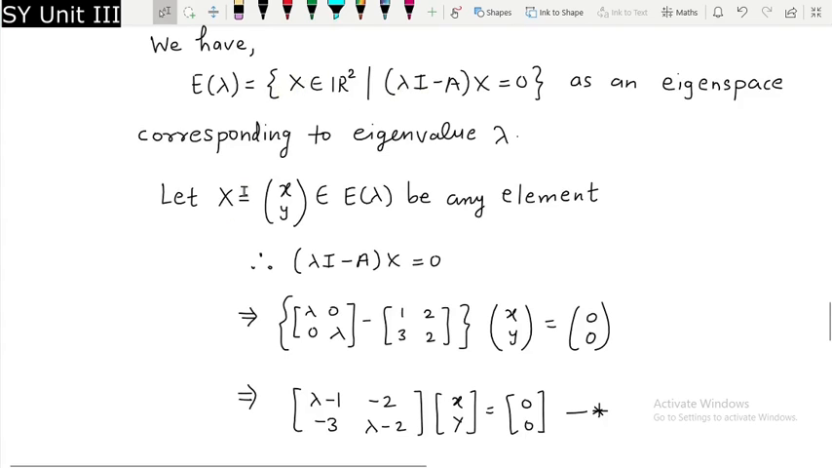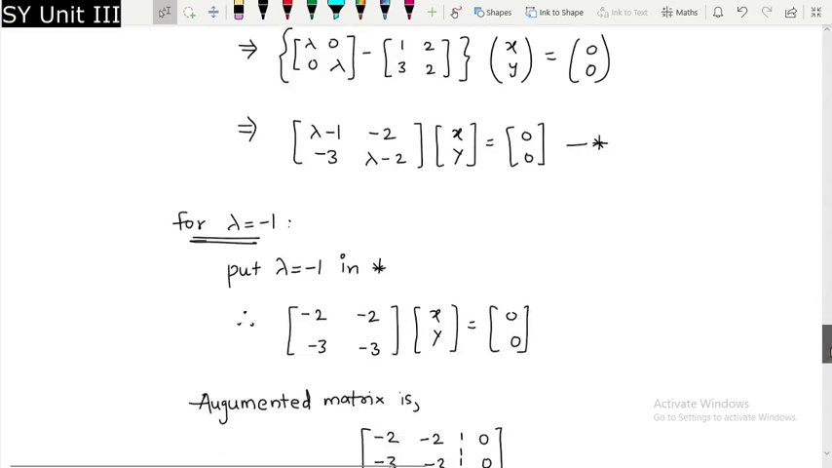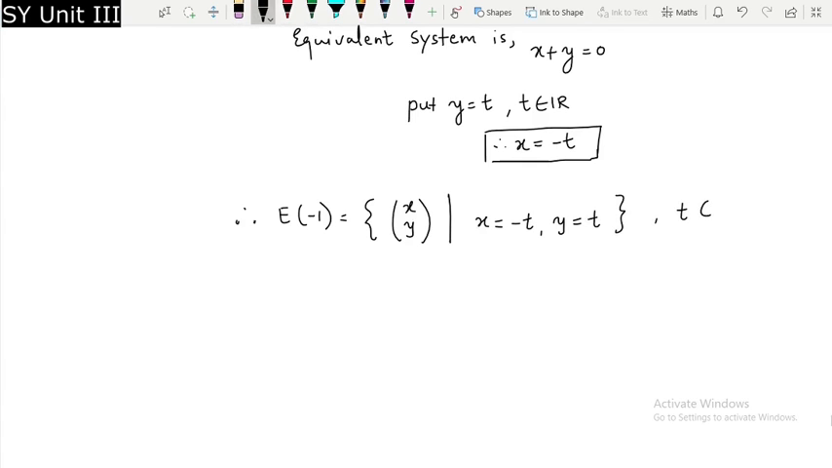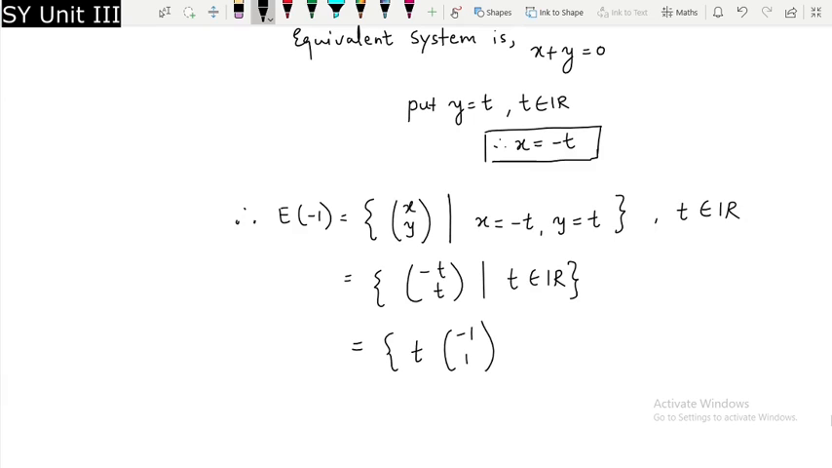It will be the set of all x, but the notation used is (x, y). So the set of all (x, y) such that we got the values of x and y now: x is equal to minus t, and y is equal to t, where this t belongs to R. Putting in the values of x and y, it is the set of all (minus t, t) such that t belongs to R. Now you pull this t out, so you get t times (minus 1, 1), such that t belongs to R. So you got the eigenspace corresponding to eigenvalue minus 1.